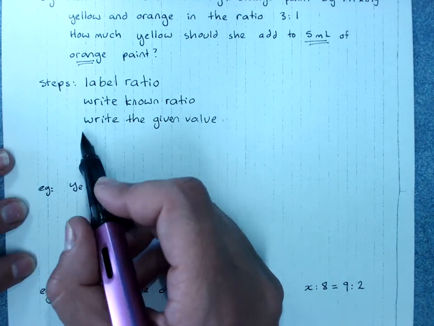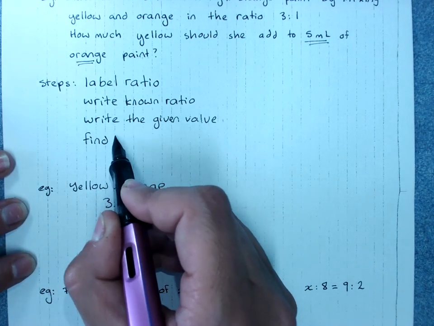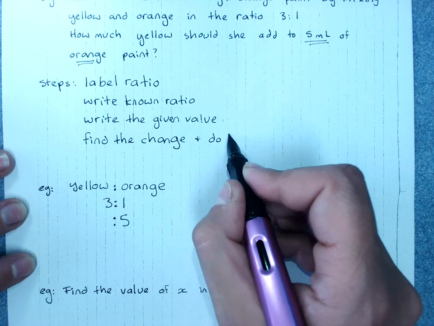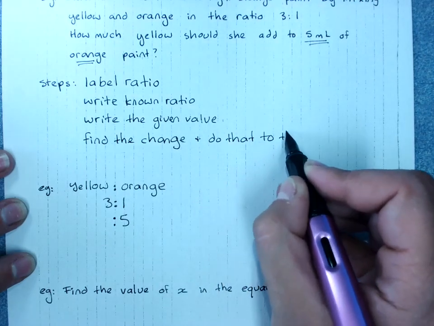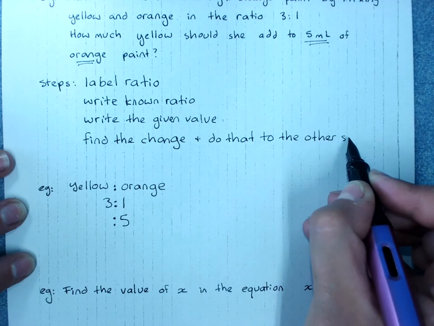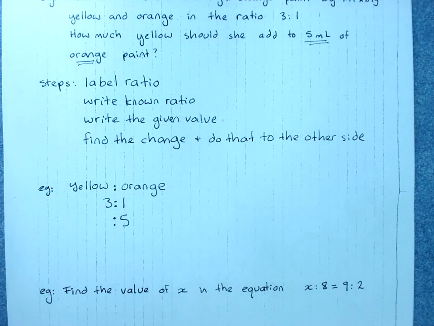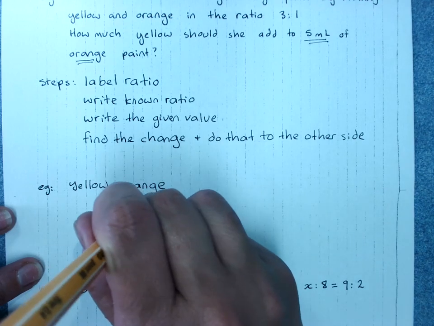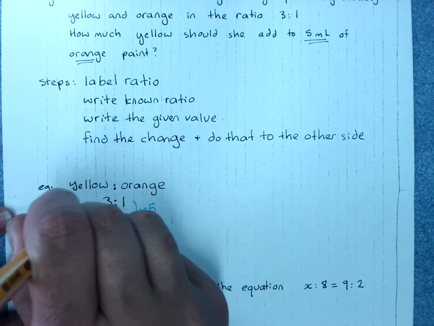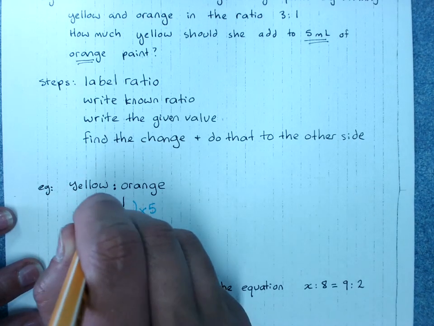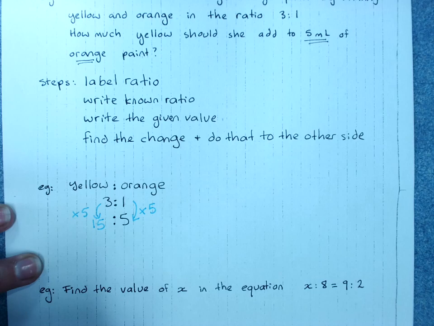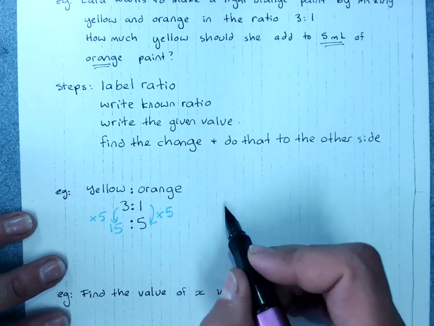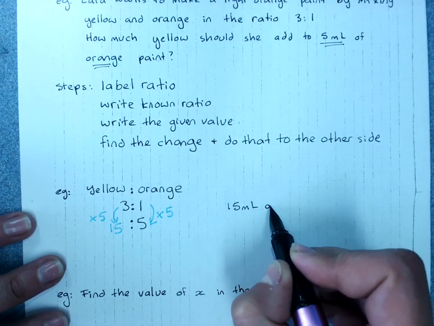And our last steps are find the change and do it to the other side. So it's easiest if you draw an arrow. To get from 1 to 5, we did times by 5. So we're going to do times by 5 here, and that is 3 times 5, 15. And because it was a word answer, how much yellow should she add? We will write 15 mils of yellow paint.